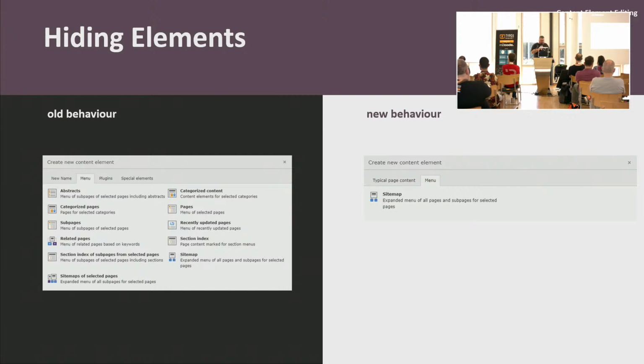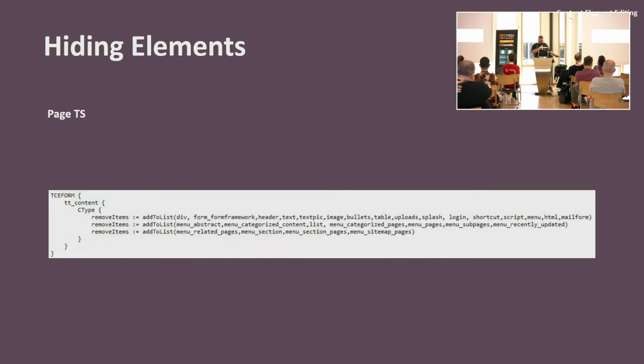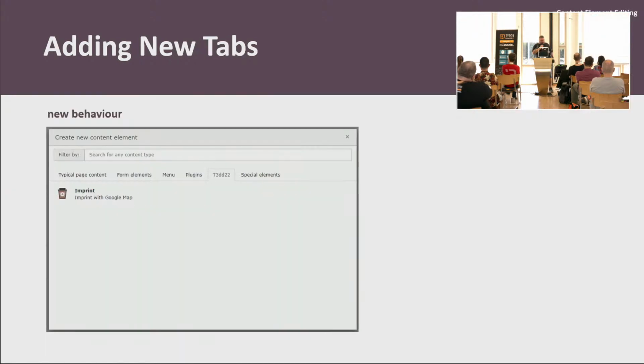I've said it before: when you remove it, we have replace, we have rename, and now we want remove. That we can do with removeItems and the addToList. So we can remove all elements that we don't want. So now we have remove, replace, and rename, but we want a new tab. In this file, the tab for the T3DD22, with a new element.